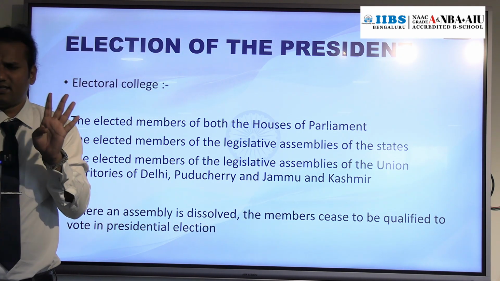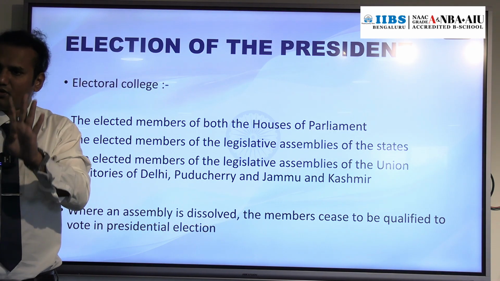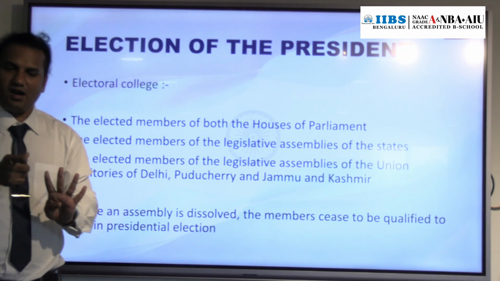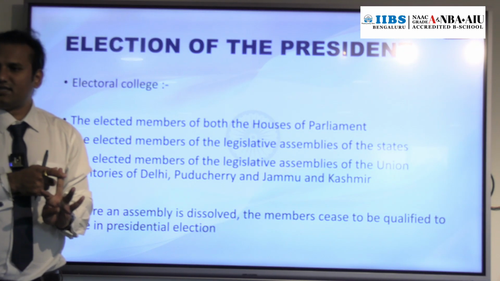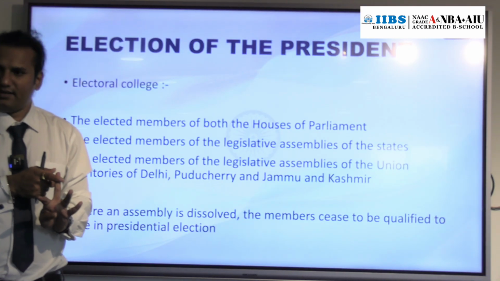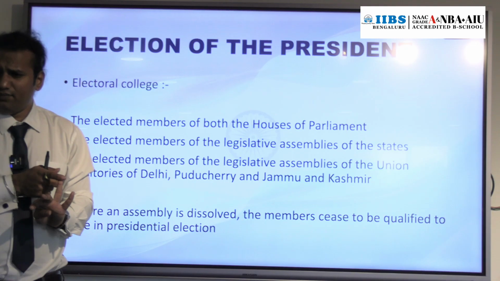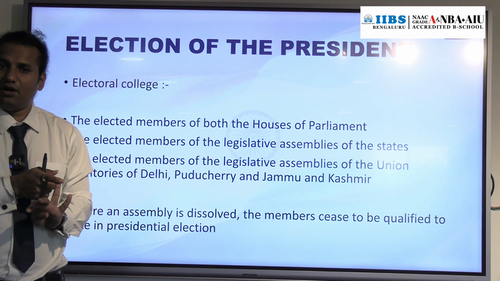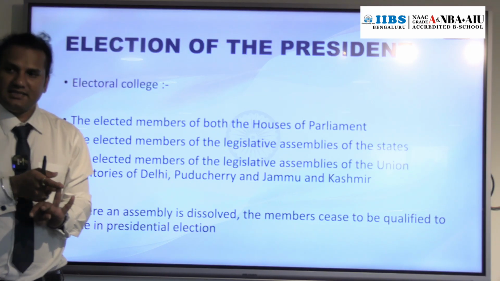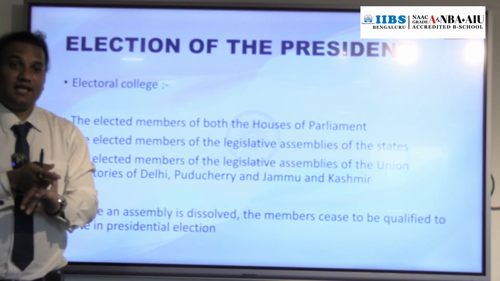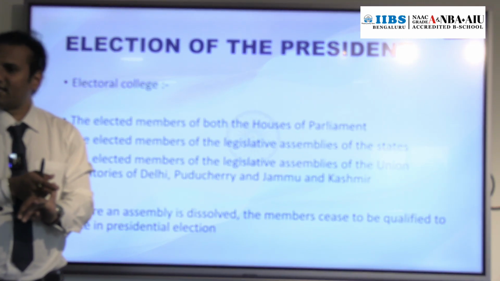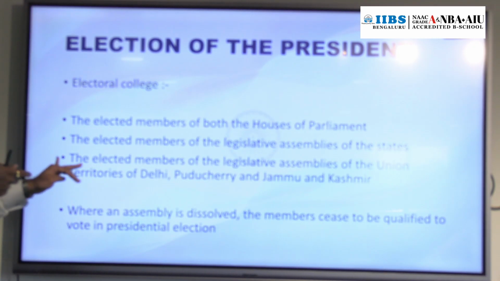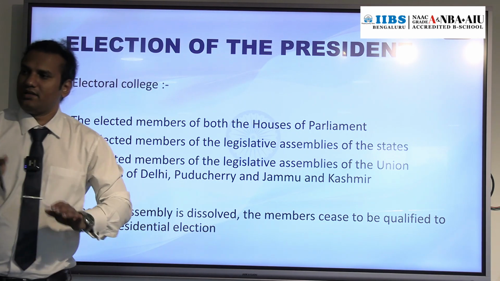Who can participate in the election of the President, or who are the members of the electoral college? First, elected members of Lok Sabha and Rajya Sabha. Then elected members of all state legislative assemblies. The next, elected members of the legislative assembly of union territories which have a legislative body. And the fourth point, elected and nominated MLCs are not eligible to participate in the election of the President of India. Understood, everyone?